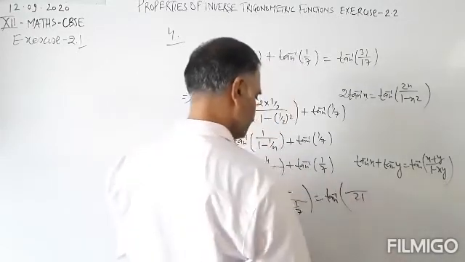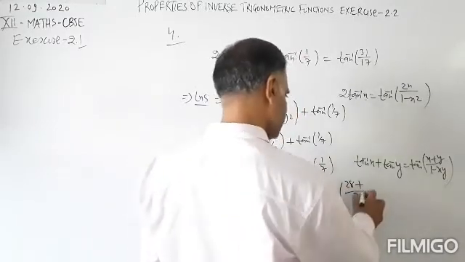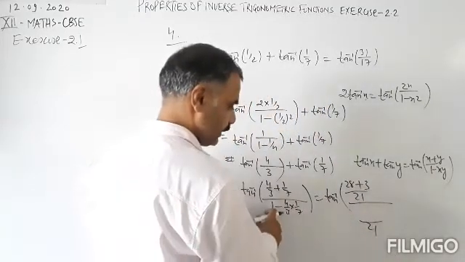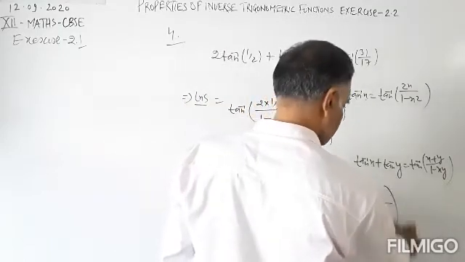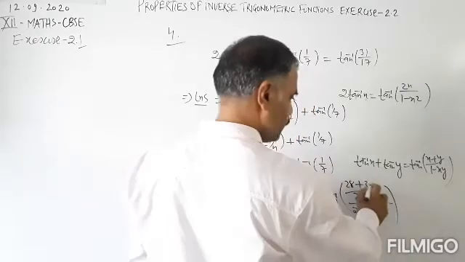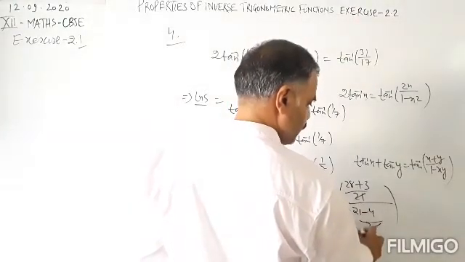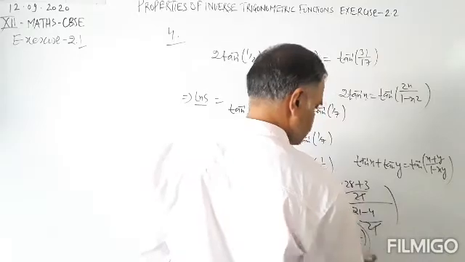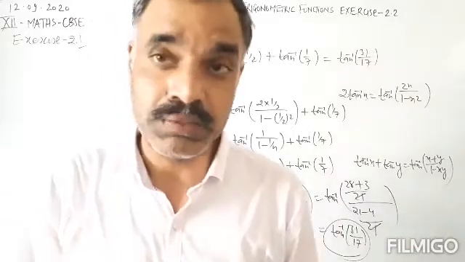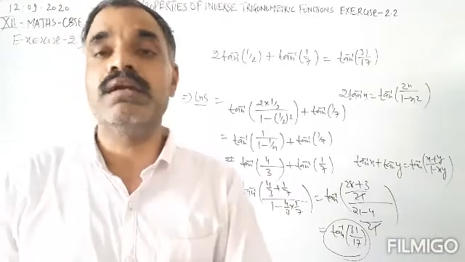Taking 21 as LCM, 7 fours are 28 plus 3, over, taking 21 as LCM in the denominator, 21 minus 4. So LCM will cancel LCM, and this is equal to tan inverse of 28 plus 3, that is 31, upon 21 minus 4, that is 17. So tan inverse 31 upon 17 equals the right hand side of question number 4. In this way we can solve question number 4.